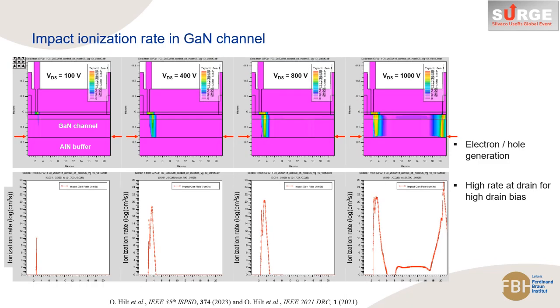We can continue with our investigation by looking at the impact ionization rate cross-section under the same bias conditions. Under high field condition, electrons and holes are generated due to the impact ionization. Under high drain bias conditions, high generation rate is observed on the drain side.